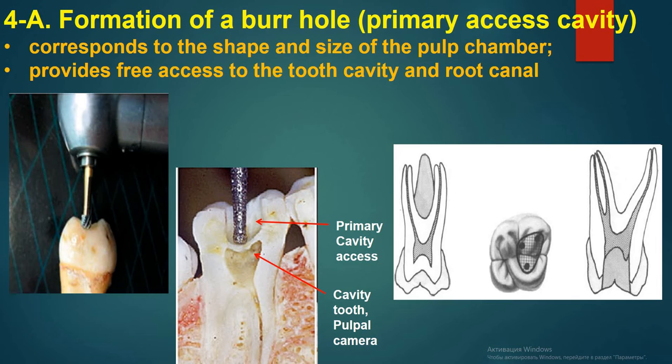Stage 4A. Formation of a burr hole. Primary access cavity. Corresponds to the shape and size of the pulp chamber. Provides free access to the tooth cavity and root canal. In the picture we see the primary cavity access, the tooth cavity, and the pulpal chamber.